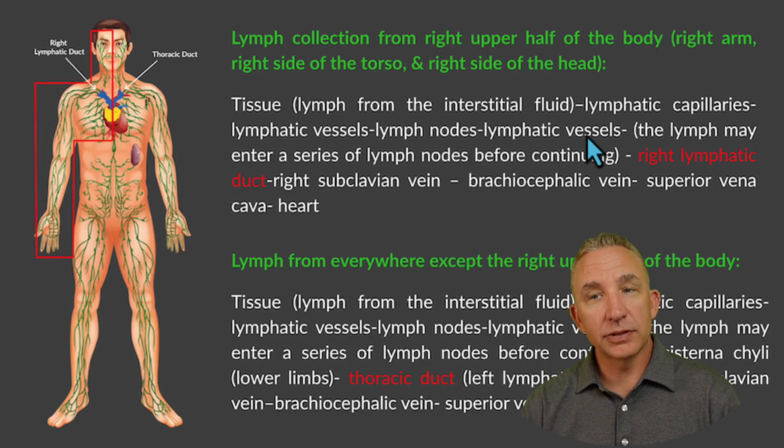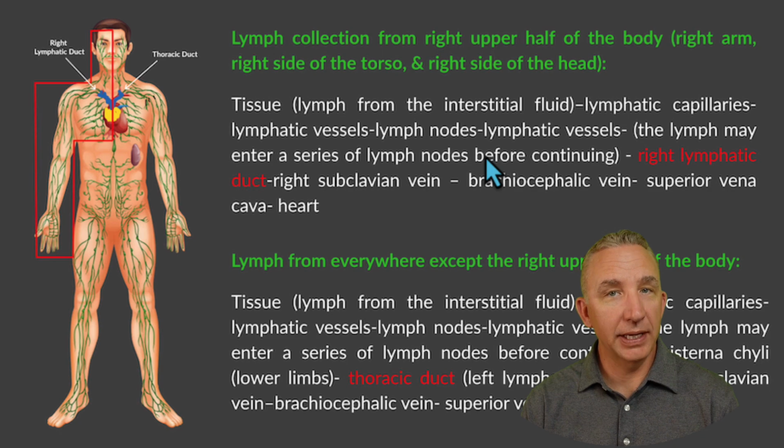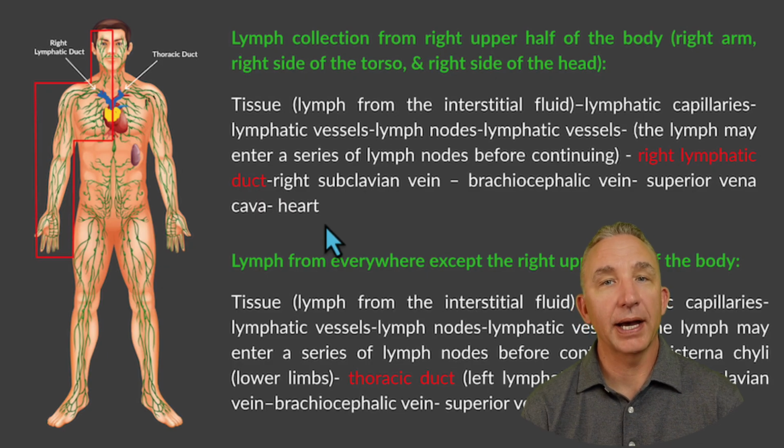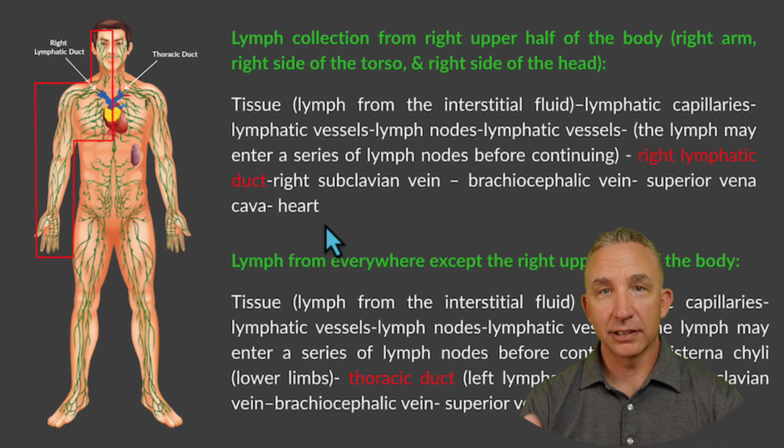And then once it goes through a series of lymph nodes, lymphatic vessels, depending on where we're at, ultimately it's going to collect and dump into the right lymphatic duct. That leads me to the right subclavian vein, into the brachiocephalic, superior vena cava. Now I'm right back at the heart, at the right atrium, back in the cardiovascular system.